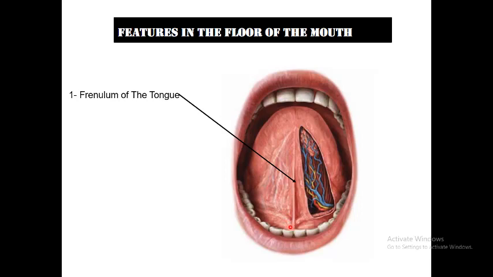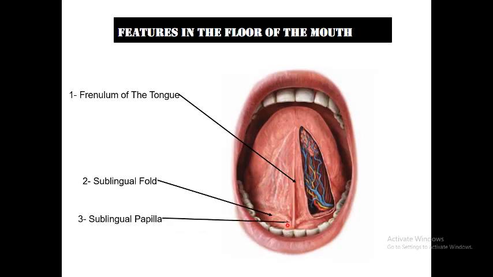On both sides of the frenulum of the tongue, we have a small elevation here. It's called the sublingual papilla. This is the sublingual papilla. And the sublingual papilla receives the opening of the submandibular salivary gland. Very important. So we have here the opening of the submandibular salivary gland.